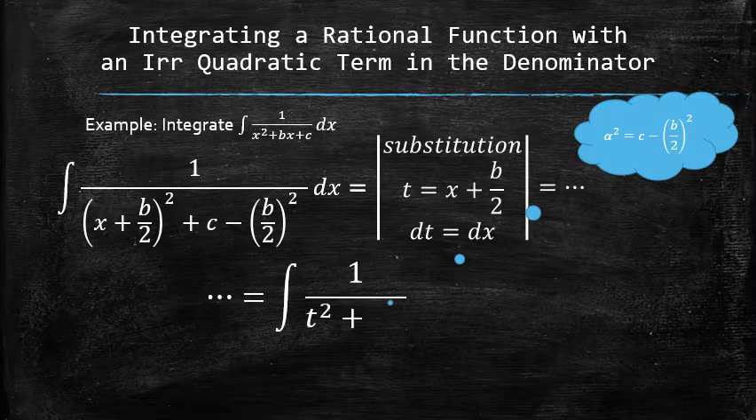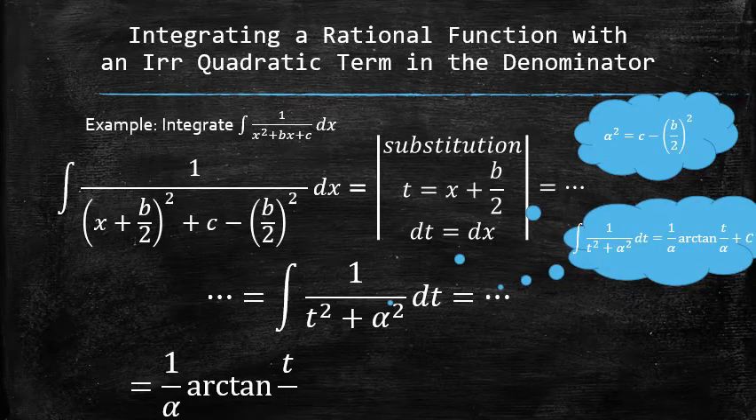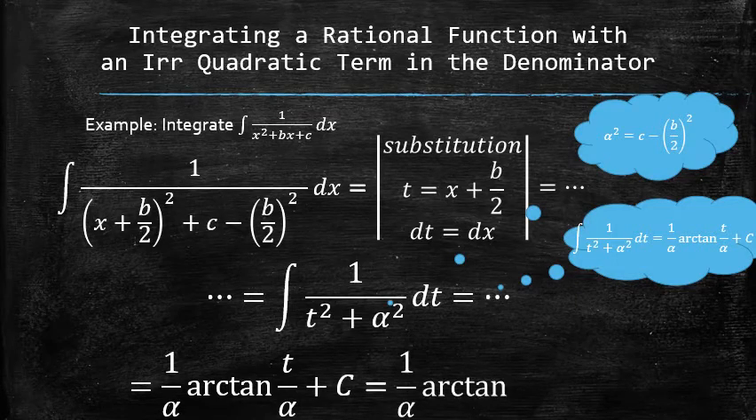As a result, we have an indefinite integral in terms of t of a rational function that we already know how to integrate. We continue with the integration process by finding the antiderivative and replacing t with the original expression.